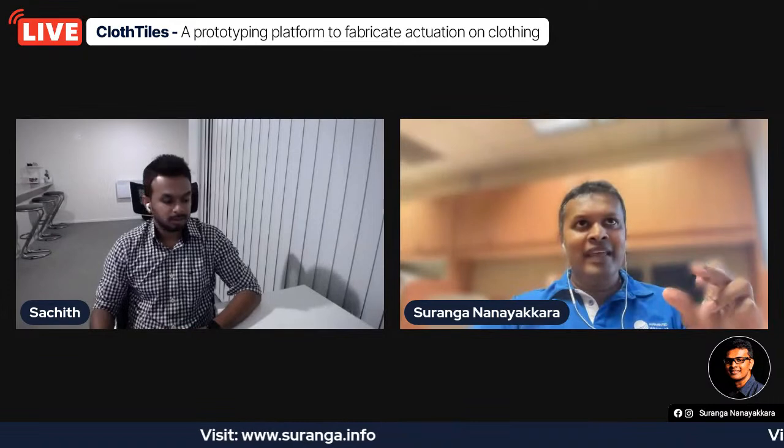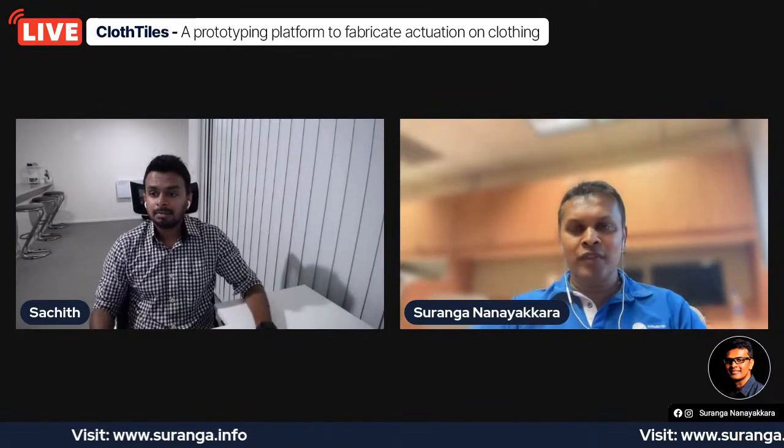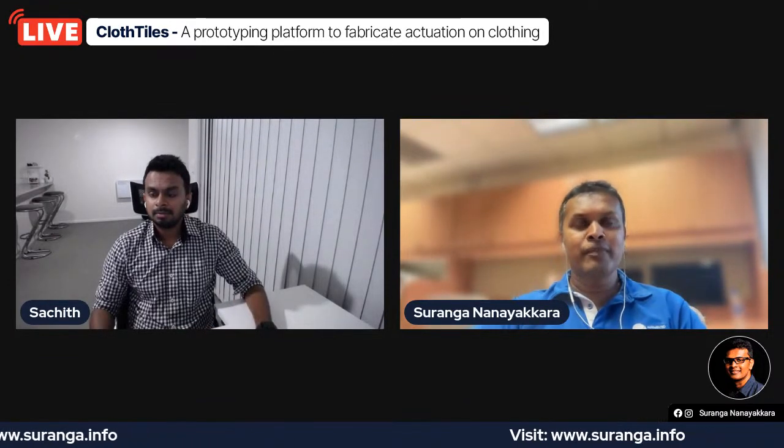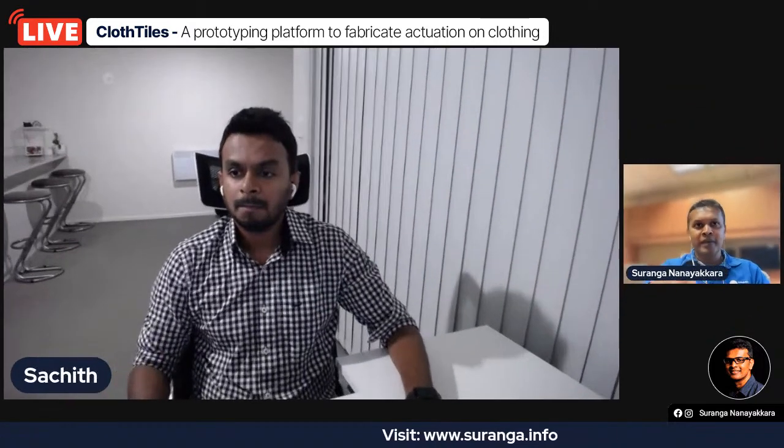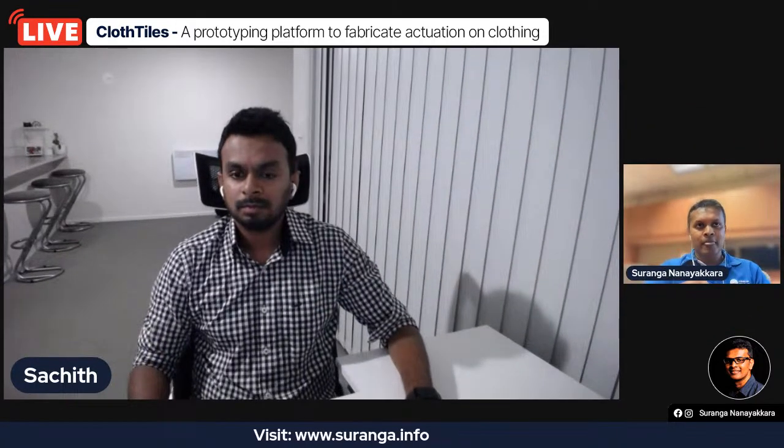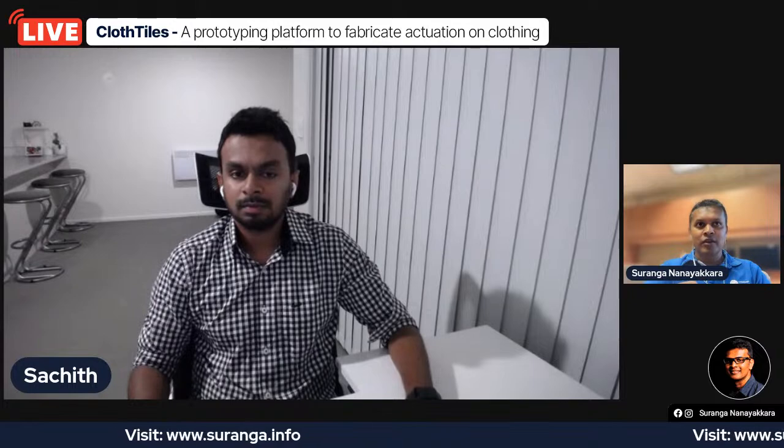So maybe can you explain how one of these things work? How do you make them move, and what's the working principle of adding these moving bits onto clothes?